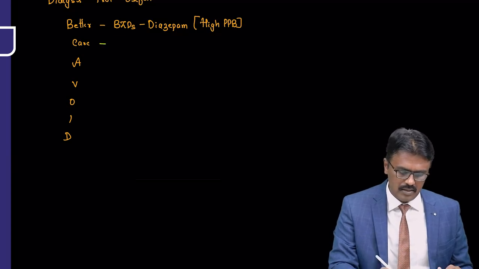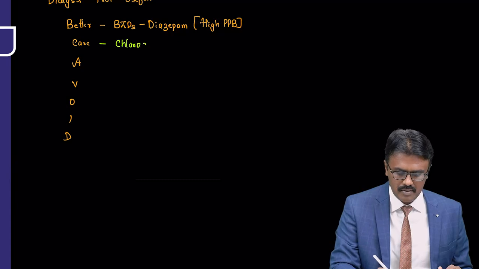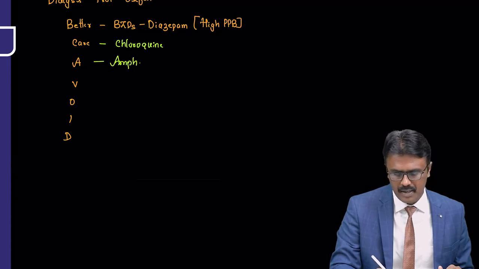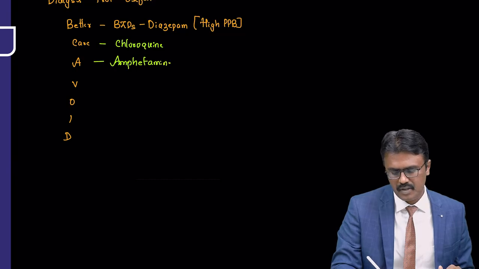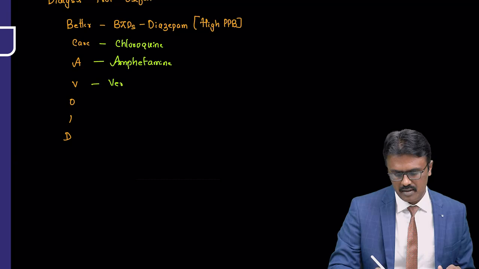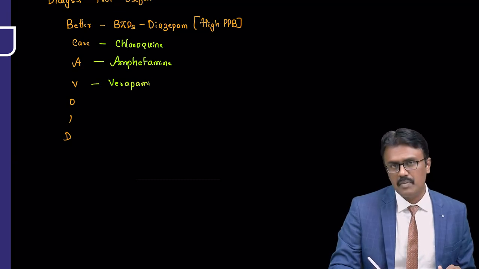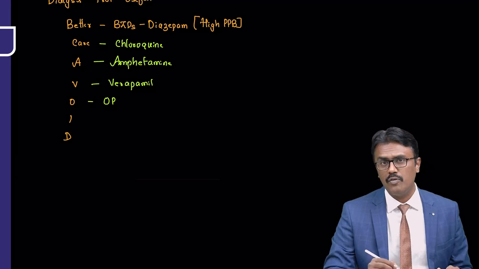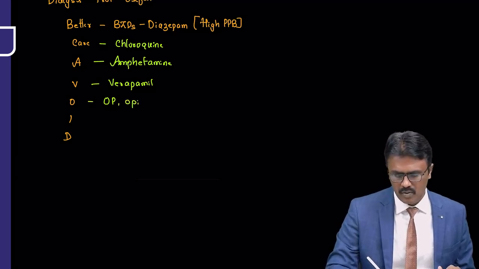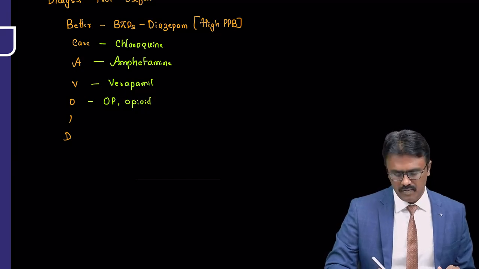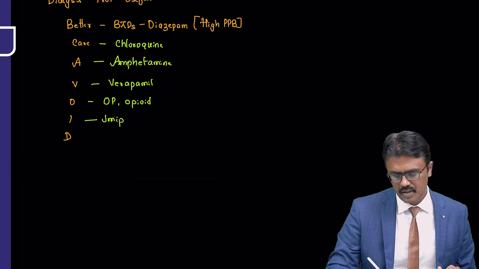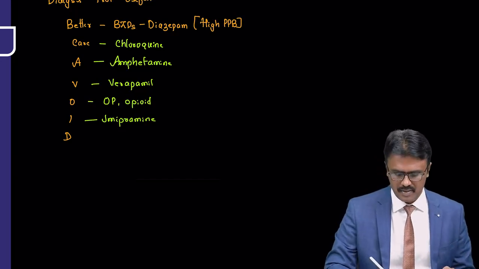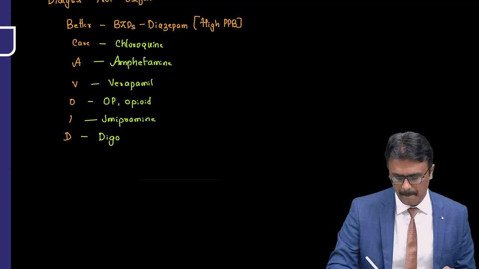Then moving on to the other drugs, C for chloroquine, an anti-malarial drug. A for amphetamine, a sympathetic drug. V for verapamil, and verapamil is a calcium channel blocker. O for OP, that is organophosphate poisoning and opioid poisoning. Then we have imipramine. Imipramine is a tricyclic antidepressant, and D for digoxin.